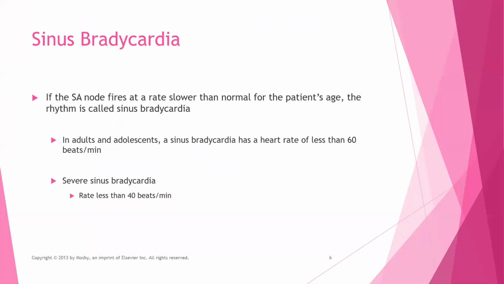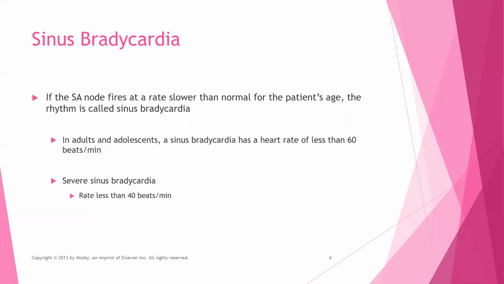If the SA node fires at a rate slower than normal for the person's age, the rhythm is called sinus bradycardia. So the rhythm starts still at the SA node. The place of origin doesn't change, but it travels down the normal conduction pathway and it results in atrial and ventricular depolarization. In adults and adolescents, a sinus bradycardia has a heart rate less than 60.